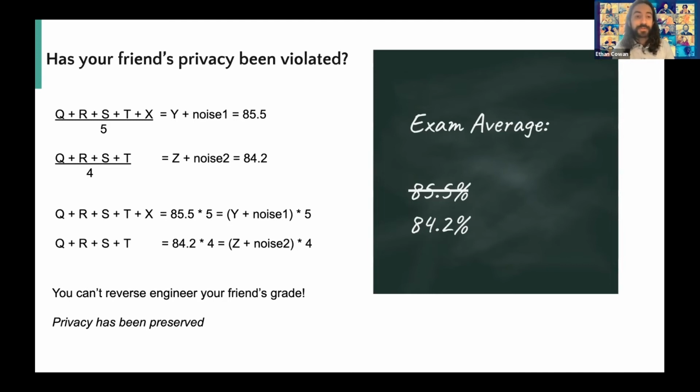So instead you end up with a scenario where you have Y plus noise or Z plus noise. You can no longer solve this equation with one unknown. You have too many unknowns and not enough equations. So in this case, privacy can be preserved by adding random noise to your statistical release.